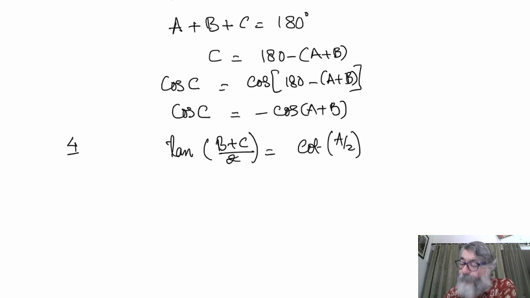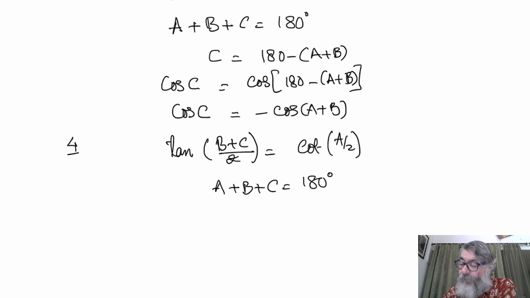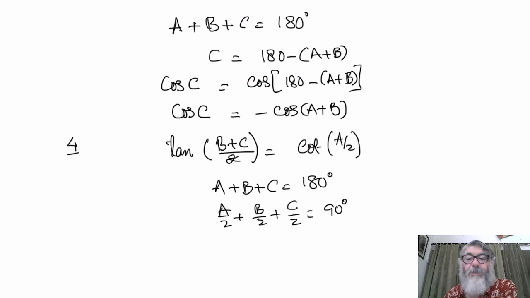So what am I going to do? I know when A plus B plus C is equal to what? 180 degrees. So what is going to happen? A/2 plus B/2 plus C/2 will be equal to 90, because 180 upon 2, and I have divided the whole equation by 2 on both sides. Now he wants (B+C)/2. So (B+C)/2 will be 90 minus A/2.